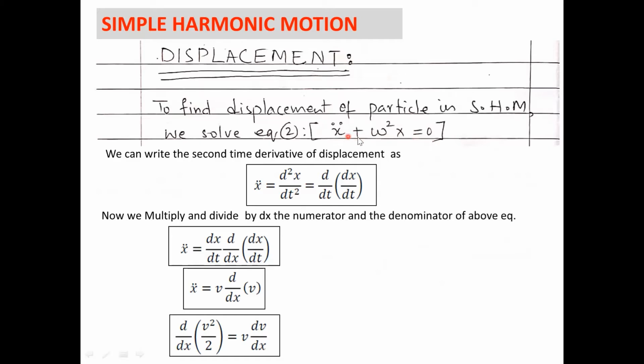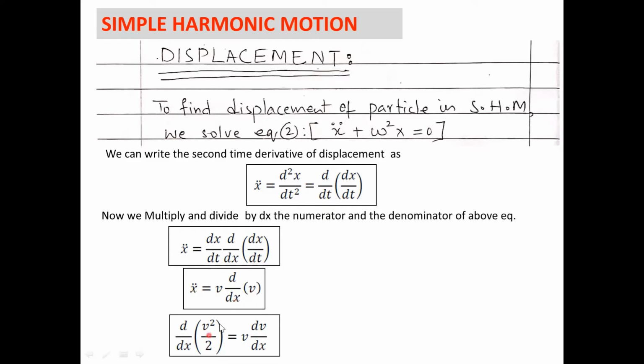Now we can write the second time derivative of displacement: x double dot equals the second derivative of x with respect to t, equals d over dt into dx over dt. If we multiply and divide the numerator and denominator by dx, then we get x double dot equals dx over dt into d over dx into dx over dt. As we know, the derivative of x with respect to t is nothing but velocity. So we can update this equation now: x double dot equals v into dv over dx.